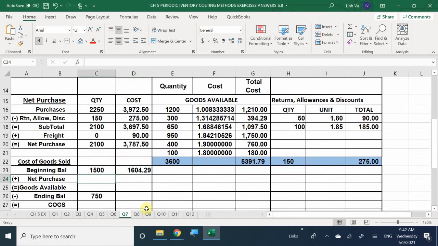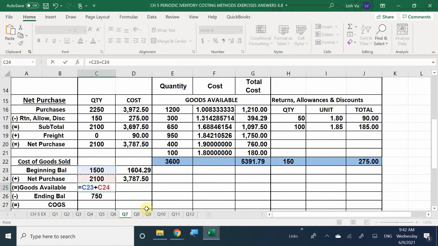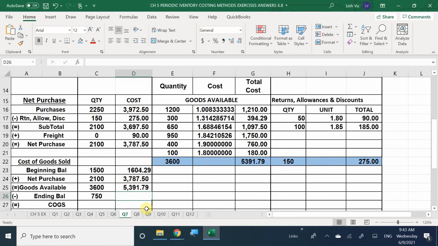We're going to carry down my net purchases of 2,100 items at 3787.50 to give me a grand total of goods available. What's my quantity for my goods available? 3,600, at a total cost of 5391.79, which we already know because we've calculated it in the middle section of our table.